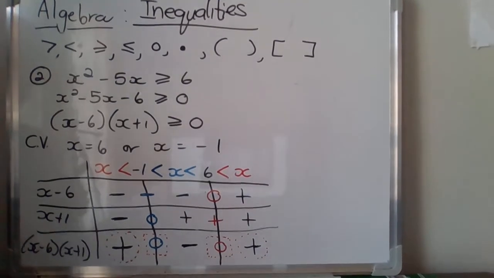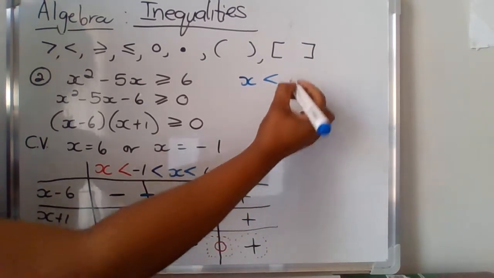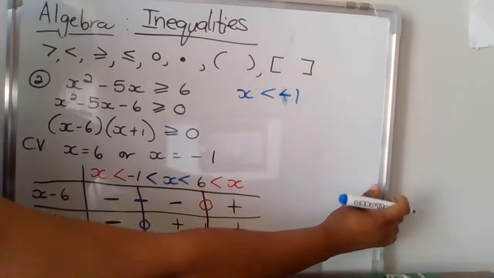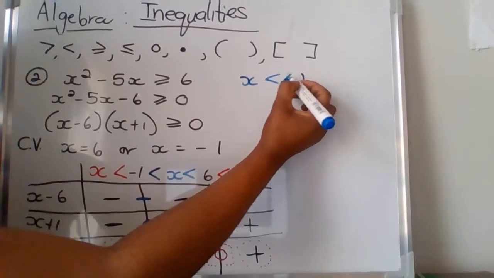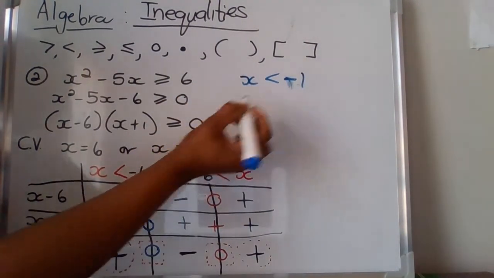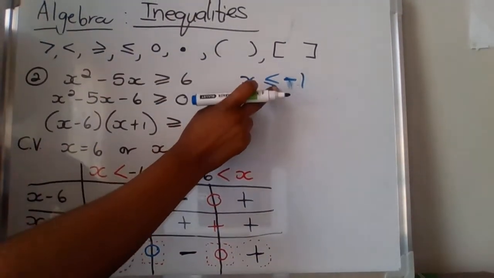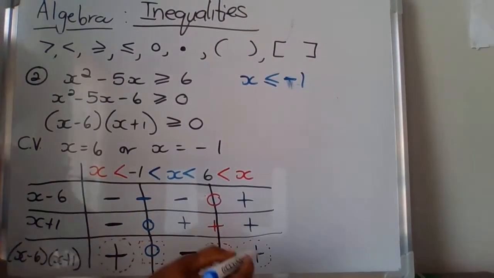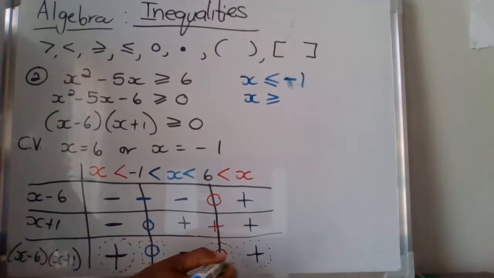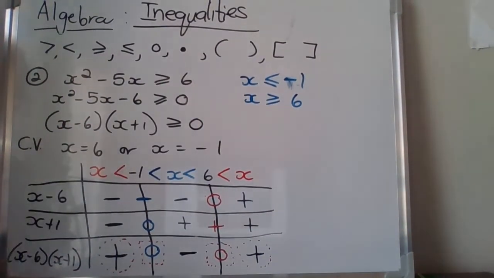Okay, so my final solution is going to be where x is less than -1, but also where is it going to be equal to 0? So here as well, where it's equal to -1. So when x is less than or equal to -1, and here as well, when x is greater than or equal to 6, because when it's equal to 6, my product becomes 0.